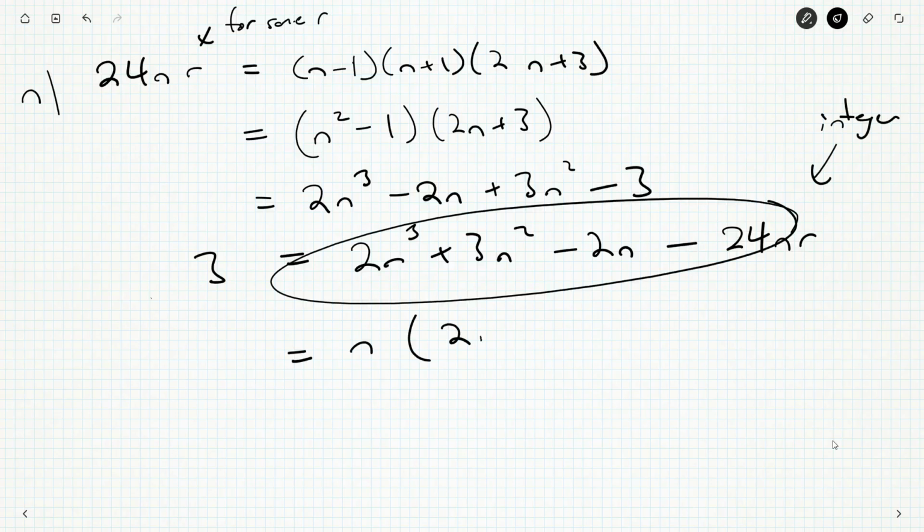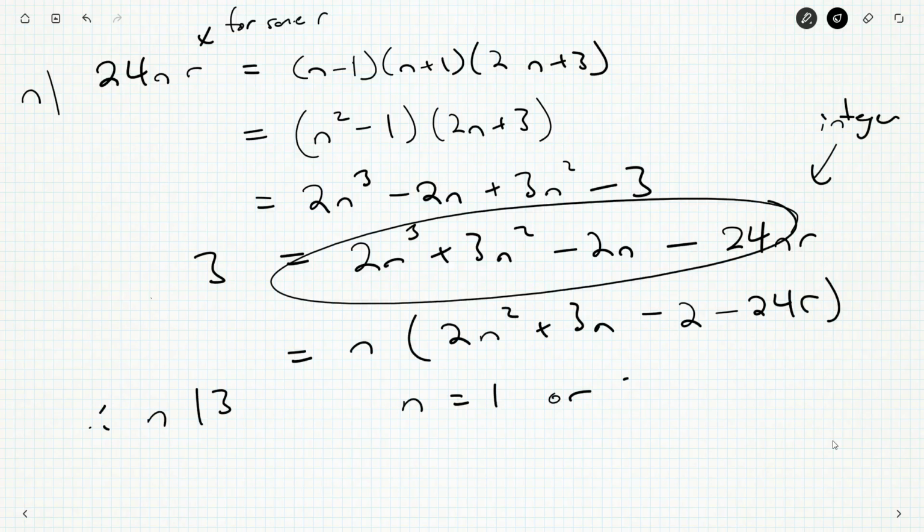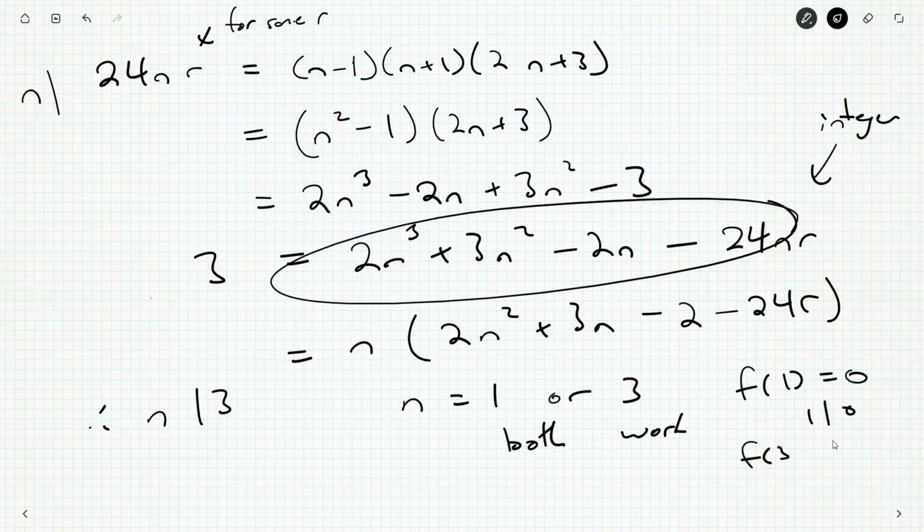So 2n squared plus 3n minus 2 minus 24r, whatever r is. But that tells me that n has to divide 3, so n could be 1 or 3. Both work. Because f at 1 is 0, 1 divides 0, and f at 3 is 3, so 3 divides 3.